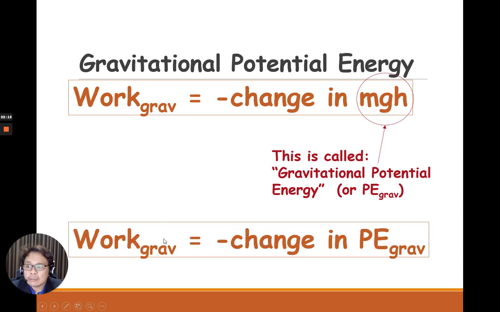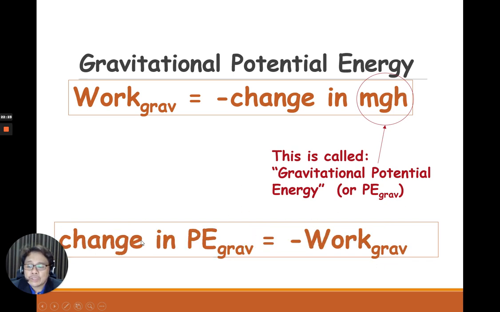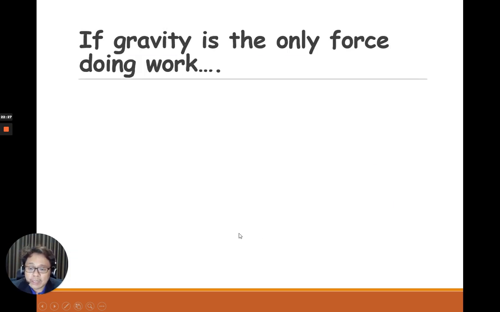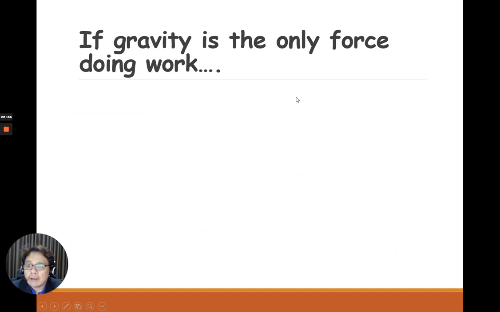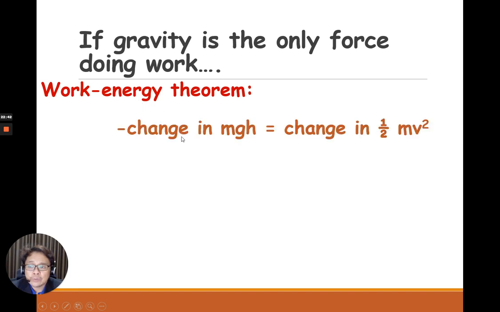Now, the work done by gravity is equal to the negative change in PE. Okay, negative change in PE. Remember this. And the change in PE is just, change lang niya yung position. Okay, change in PE grav is equal to negative work gravity. If gravity is the only force doing work, okay, your work energy theorem will be reduced to this one.